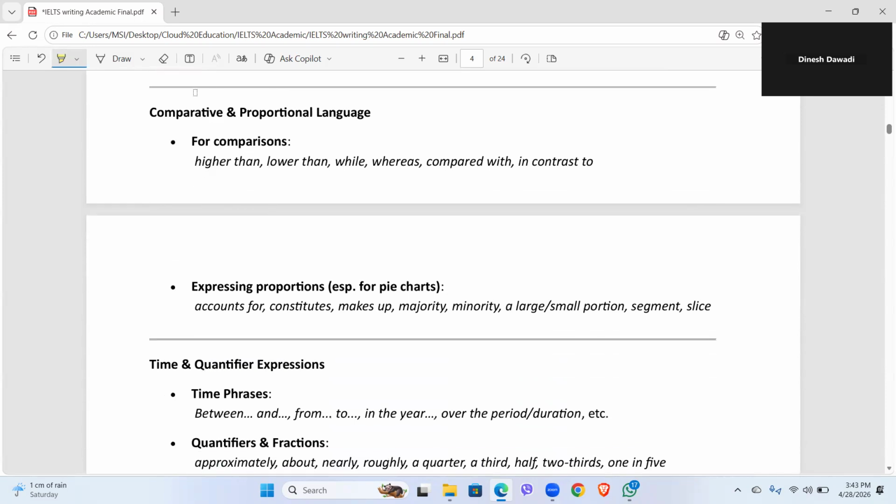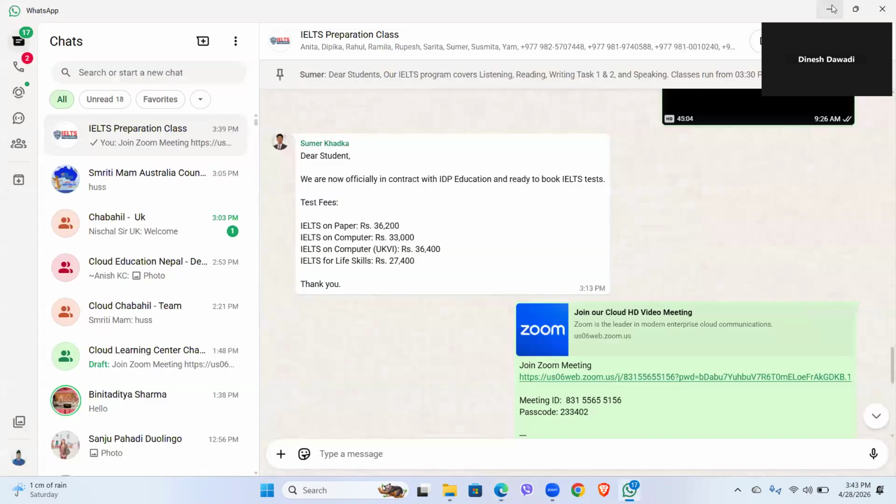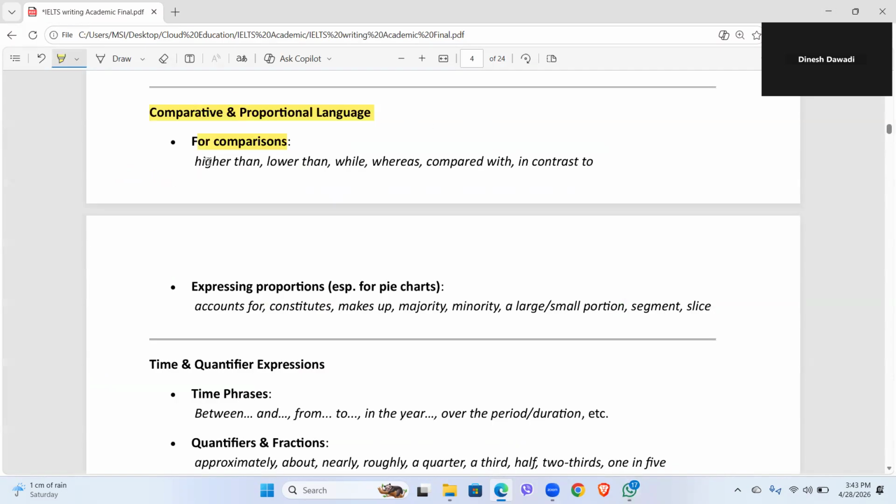Let's continue from here. So comparative and proportional language. For comparison, we can use this kind of phrases, like higher than, lower than, while, whereas, compared with, in contrast to. And expressing proportions, especially for pie charts, like accounts for, constitutes, makes up, majority, minority, a small portion, large portion, segment, slice. You can use these in case of pie charts, right?